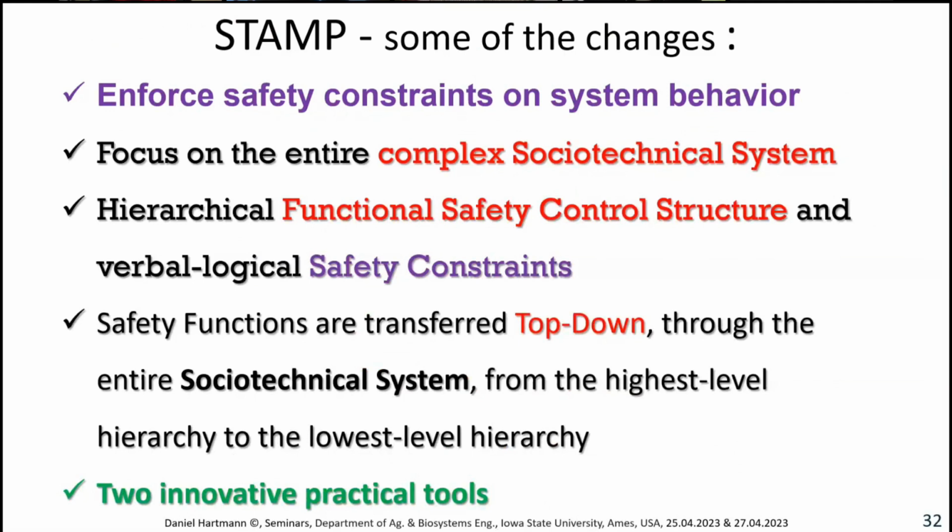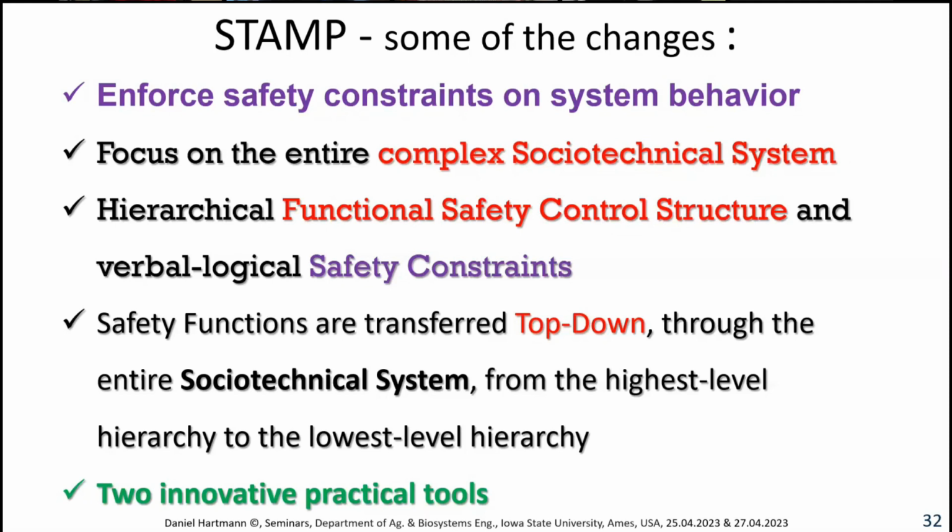parameter or this phenomenon. We have hierarchical functional safety control structures, and STAMP is about verbal logical safety constraints. We have no mathematics at the moment, no probabilities, but only logical thinking and expressed in words. Safety functions are transferred top-down in this socio-technical system through the entire system, from the highest level hierarchy, which actually is legislation, to the lowest level hierarchy, which is the floor, and so on.